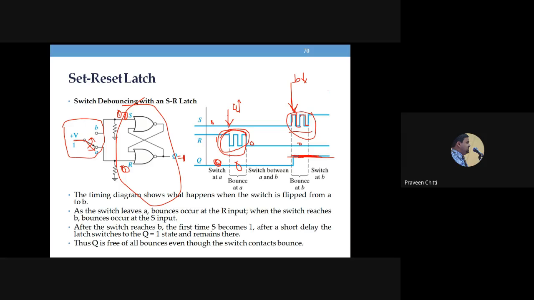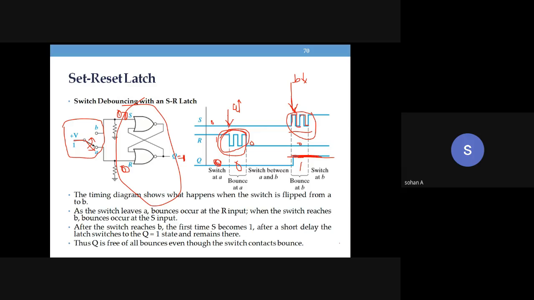So in both the cases, the output whatever we are supposed to get, we are getting the same output, like 0 here and 1 here. Hence there will not be any change in the output of the circuit when we introduce the SR latch. And this is how the SR latch eliminates the switch debounce problem. I hope it is clear now at least.